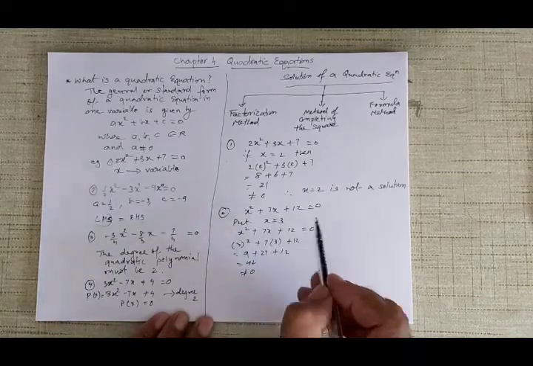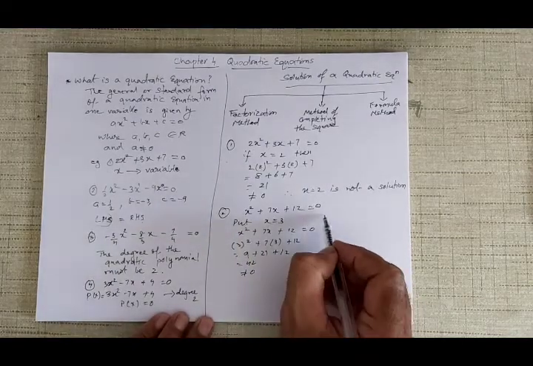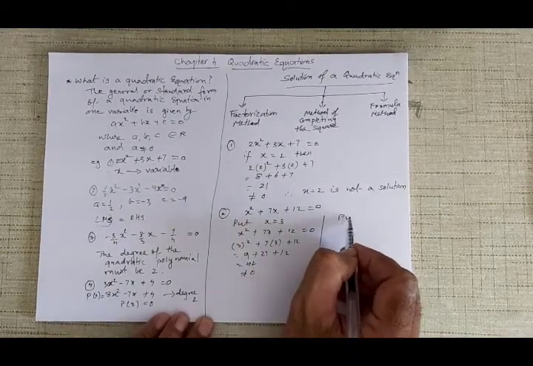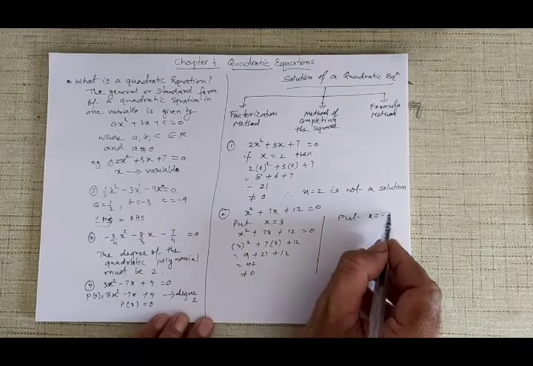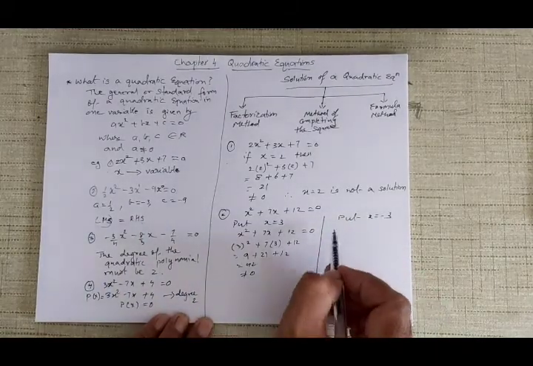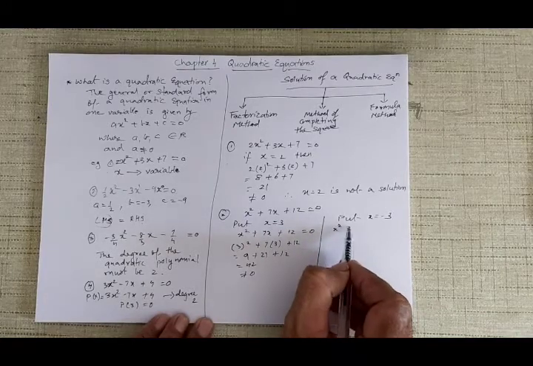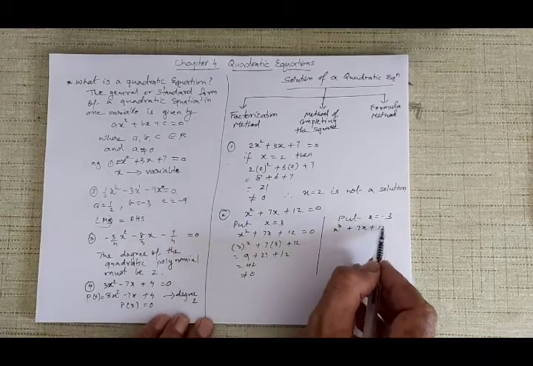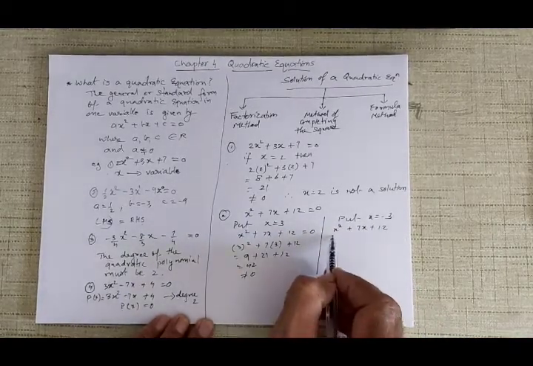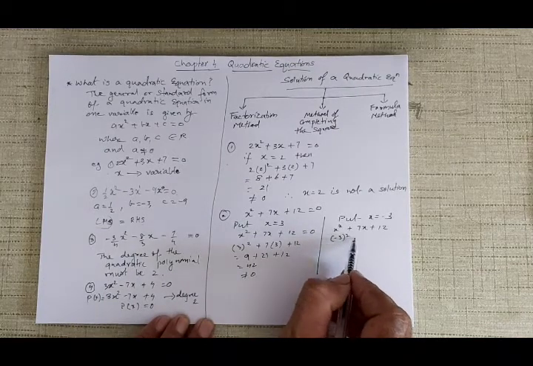Now again, if I put x is equal to minus 3. Let us put x is equal to minus 3 in x square plus 7x plus 12. So, in place of x, I am putting minus 3 now.